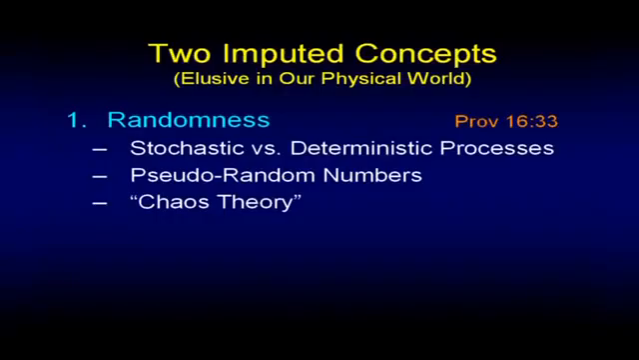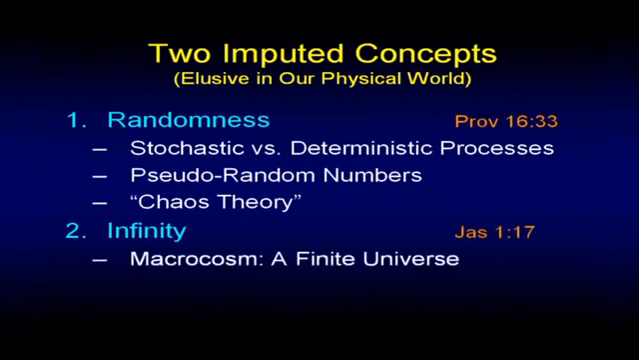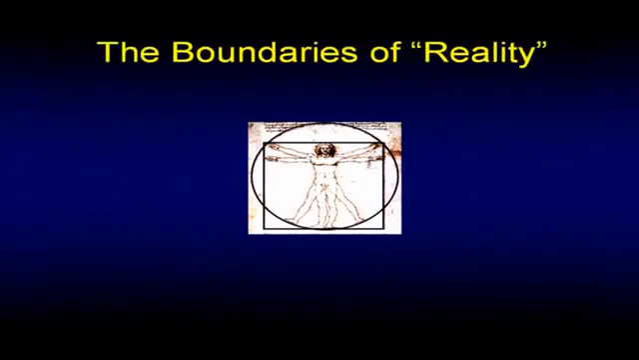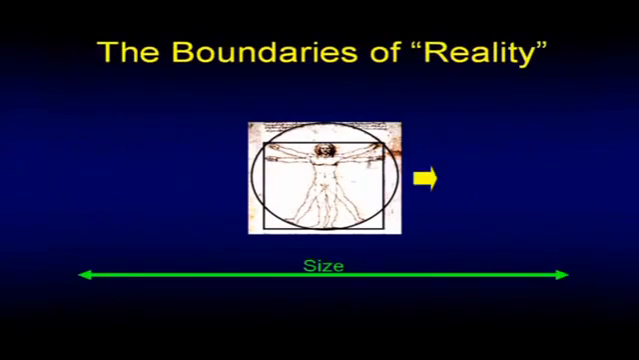Everything we know about creation is after Genesis 3, so we can only guess what it might have been before then. So we've talked about randomness. In our previous session, we talked about infinity in the macrocosm, a finite universe. Last time we took a look at bigness, the largeness, if you will.